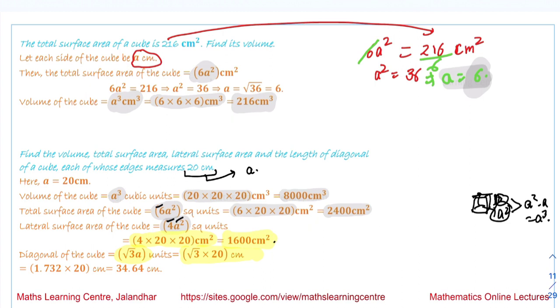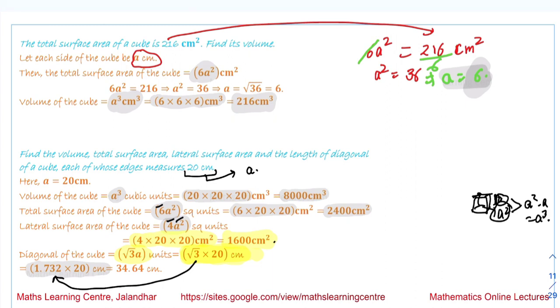If the value of root 3 is not given, you can just leave it like this, that it is root 3 into 20 centimeter. If it is given that root 3 is equal to 1.732, then you have to substitute this value and you will get the answer in the form 1.732 into 20, that is equal to 34.64 centimeters.